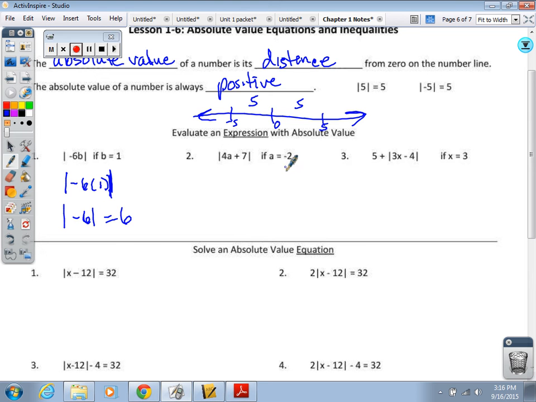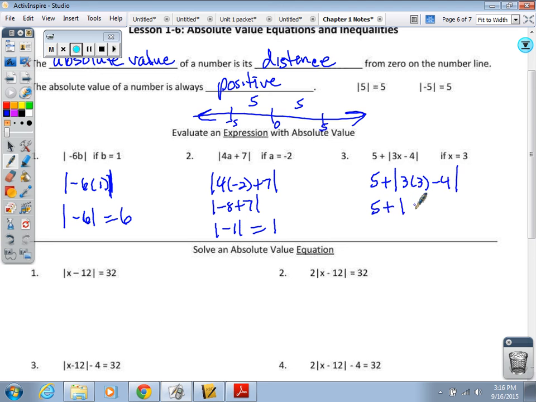Here we're going to substitute in again. So the absolute value of 4 times -2 plus 7. So the absolute value of -8 plus 7, the absolute value of -1, and we know that answer is also 1. Pretty straightforward. Here we have 5 plus the absolute value of 3 times 3 minus 4. So 5 plus the absolute value of 9 minus 4, 5 plus the absolute value of 5. The absolute value of 5 is 5. So 5 plus 5, the answer is 10.